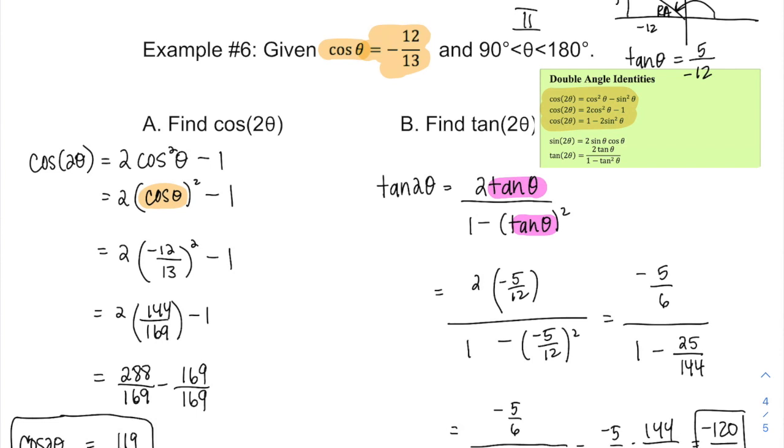There's my tangent. Now, as I said in part A, I speculated that if I double my angle, so here's what I'm talking about. If my angle theta is between 90 and 180, then 2 theta must be between 180 and 360, because I doubled everything. Okay, well, that's either the third or the fourth quadrant. Well, if cosine is positive and tan 2 theta is negative, this must be a fourth quadrant angle.